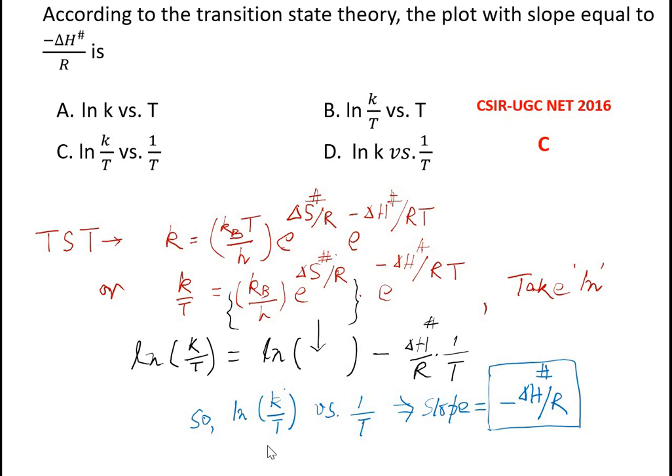So our answer is ln k by T versus 1 by T. So of course option C is ln k by T versus 1 by T. So C is the answer. Okay.